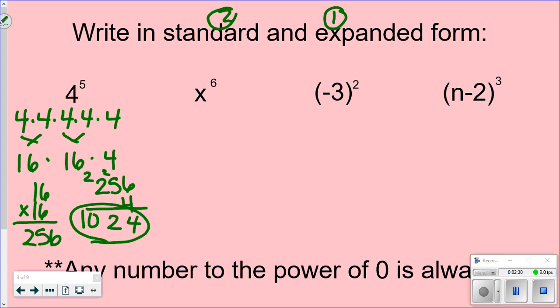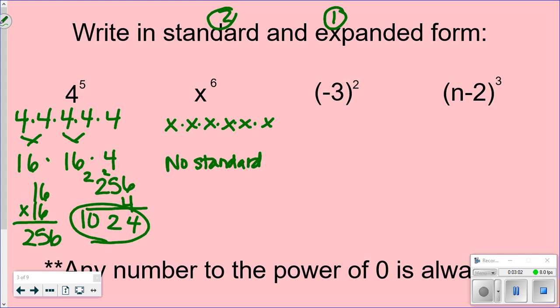Okay, so let's go to x to the 6th power. Now sometimes your base might be a letter or a variable. That's okay. But just know that there is no possible standard form for this, because there's no way we know what the answer is. Unless they would tell us what x is, then we could find the standard form. But there's no way we can find it because we don't know what x is. But we can write this in expanded form. That's expanded form, but there's no standard form because we don't know what x is.